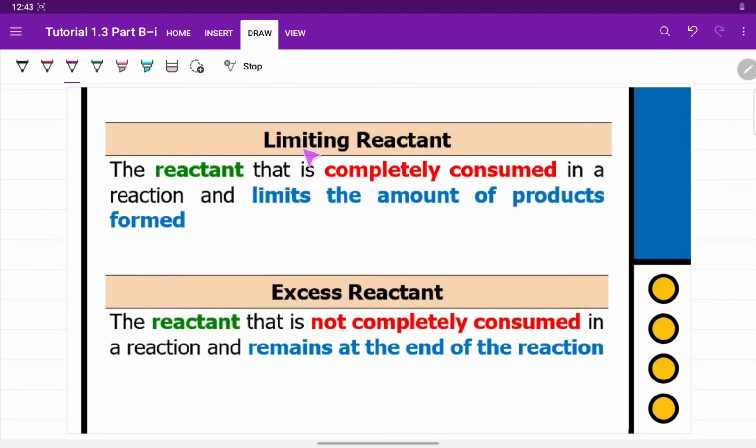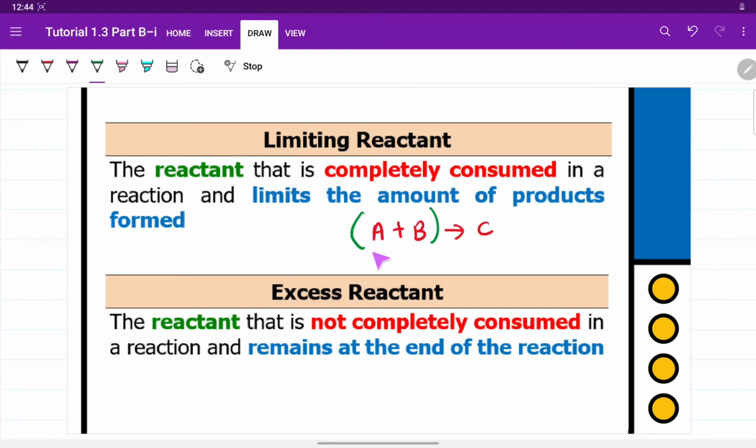So, by definition, limiting reactant is the reactant that is completely consumed in a reaction and limits the amount of product formed, while our excess reactant is the reactant that is not completely consumed in a reaction and remain at the end of the reaction. Okay, so senang cerita, katakan saya ada equation A tambah B untuk hasilkan C. So when we talk about reactants, kita akan cerita tentang A dan B sahaja.